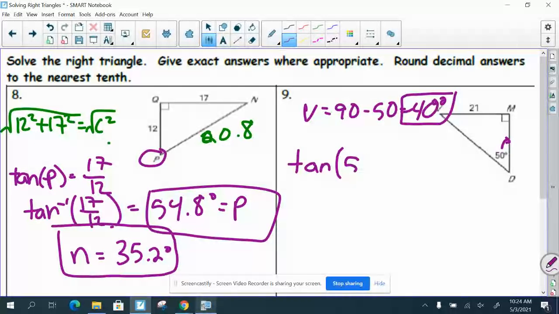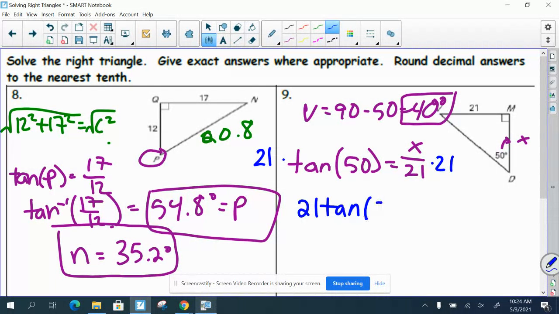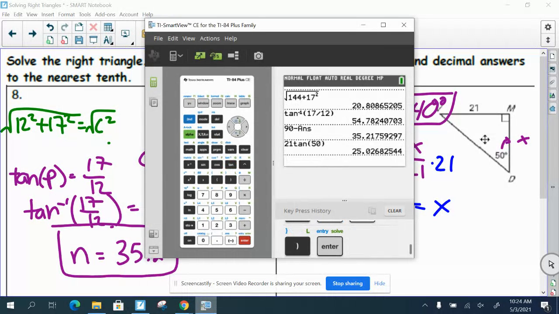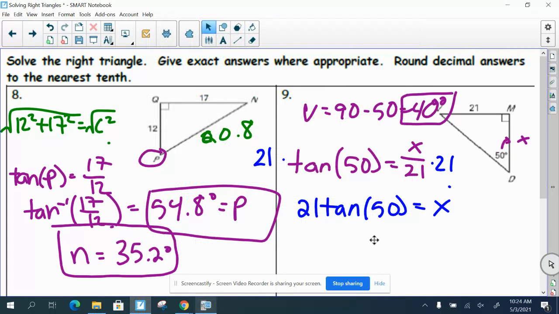So the tangent of 50 equals, I'll say x over 21. And then this is one where we multiply both sides by 21. So we have 21 tangent of 50 equals x. And then go ahead and type that in your calculator, 21 tangent of 50. So that gives us 25.0.